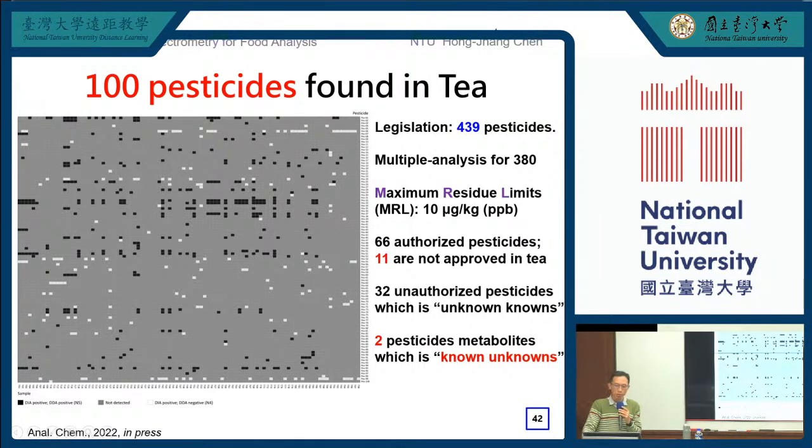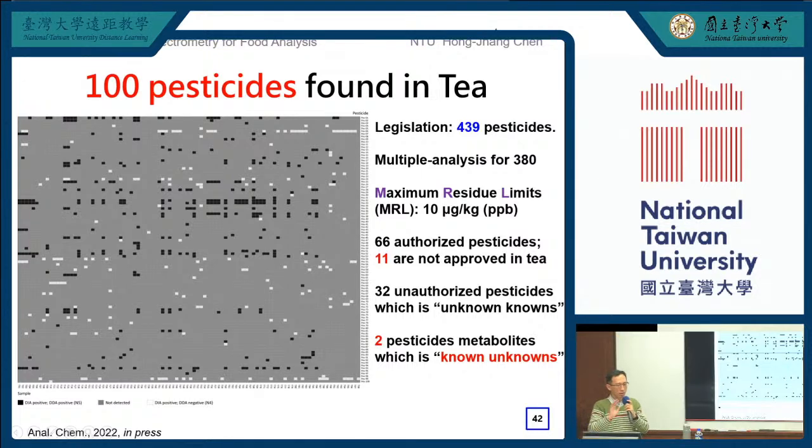So these pesticides are unknown knowns. What are unknown knowns? We know this pesticide, but we don't put it into our inspection. Why don't we do that? That's because in Taiwan, these pesticides are not approved, so I don't detect them. Okay, that's unknown knowns. And more important, 2 pesticide metabolites could be identified, which are known unknowns.